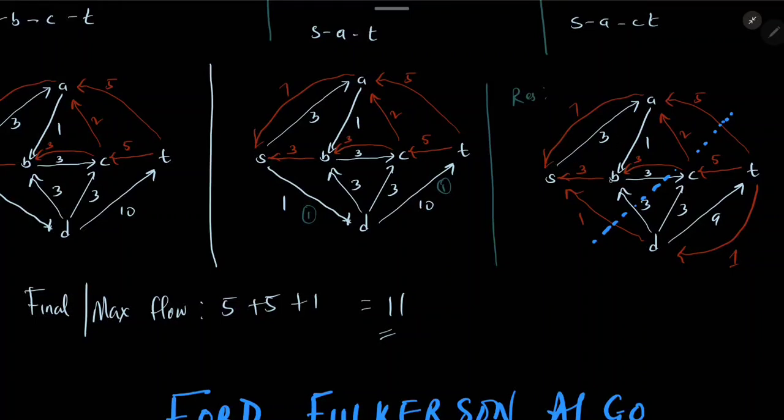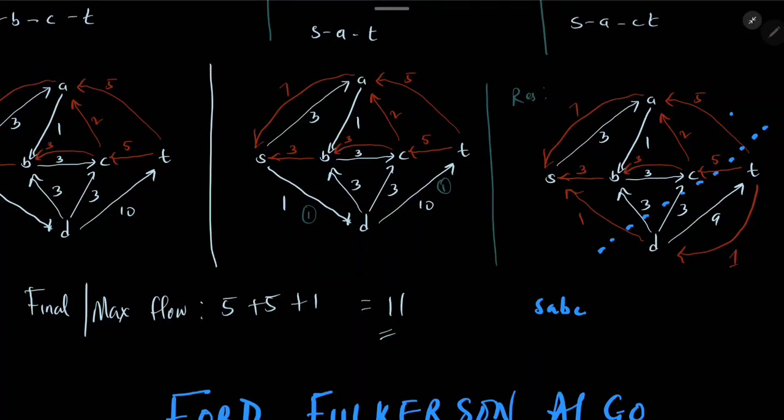You have A, B, C. Let's draw this way. T cannot be reached from C. C can be reached. You have S, A, B, C, so this is a cut, S, A, B, C. But we can't reach T. And we have D. D can reach T, but S can't reach D.